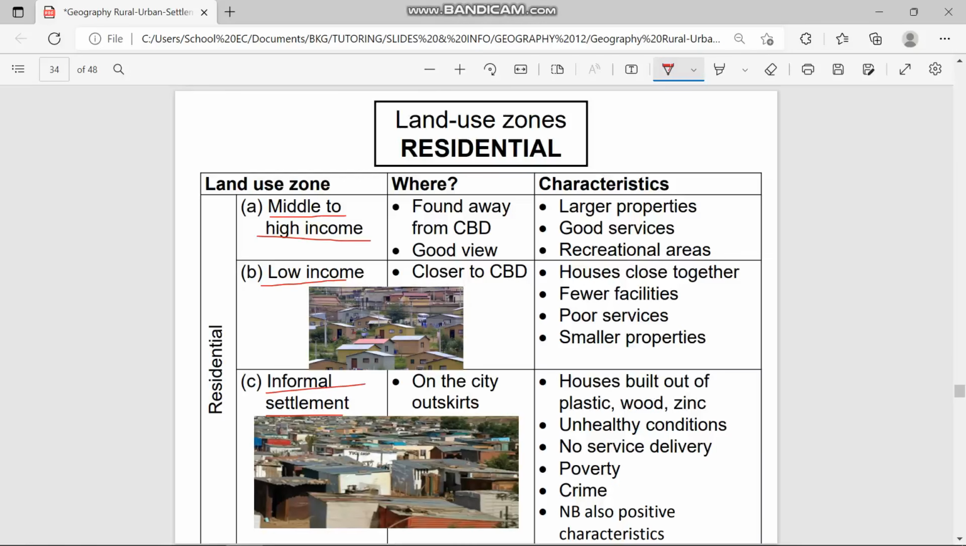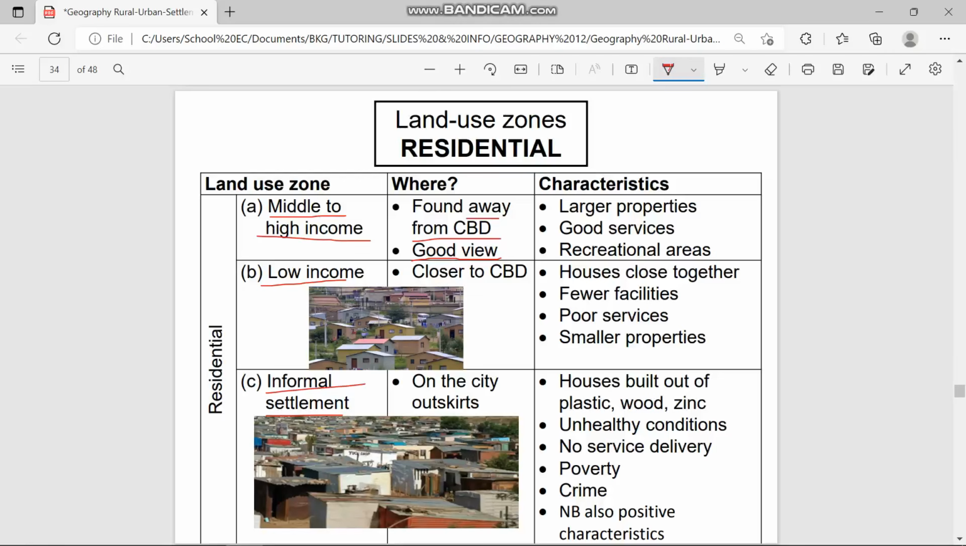Residential, we have middle to high income people who are living in that particular residential zone, which is found away from the CBD, the central business district. It has a good view. You might find they are staying in big houses, in big apartments.